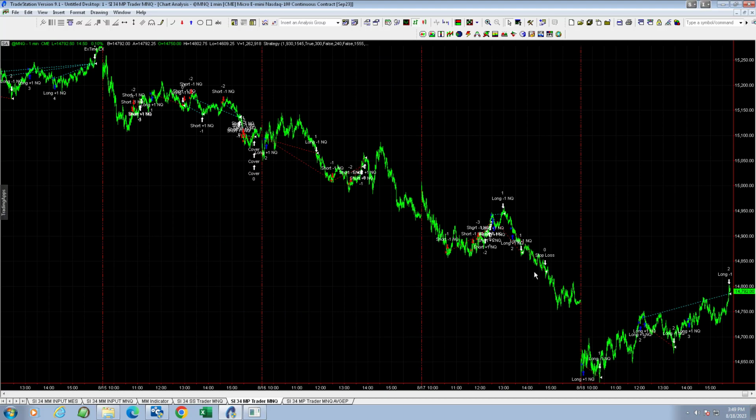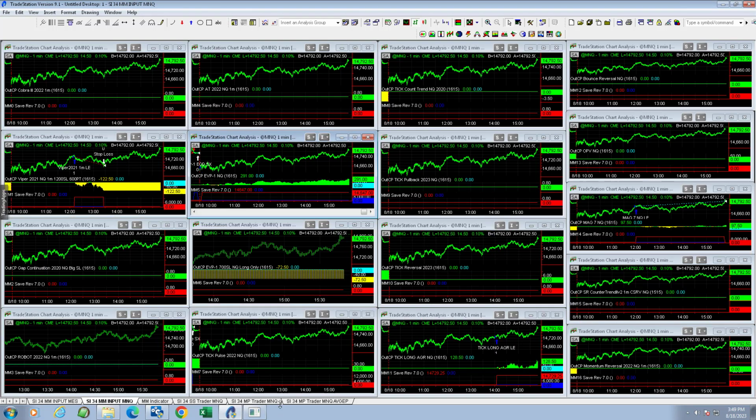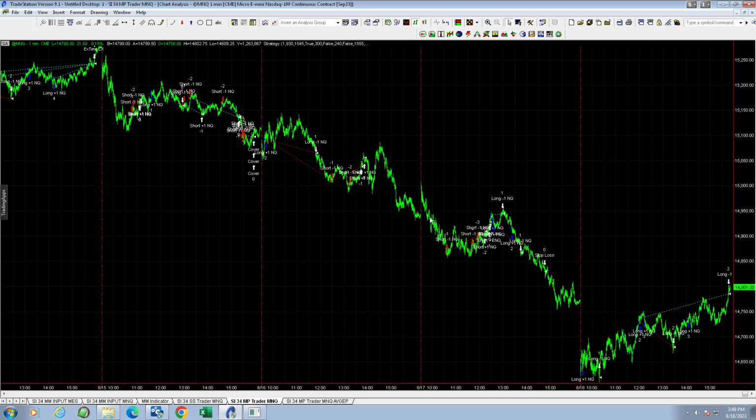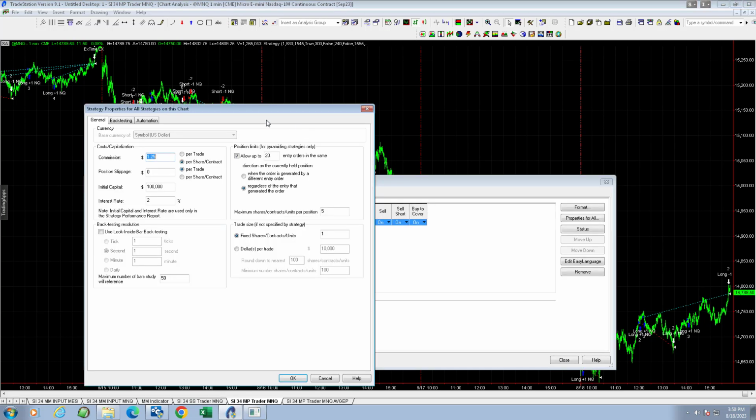And every time it decreases by 1, it decreases by 1. So it takes the net position of these 17 micro strategies in this workspace, and it has restrictions. It's restricting it to no more than 5. If we go to Format Strategies, look at Properties for All, you can see maximum shares, contracts per position, 5. So we have 17 strategies, but we're not taking any more than net long 5 or net short 5.